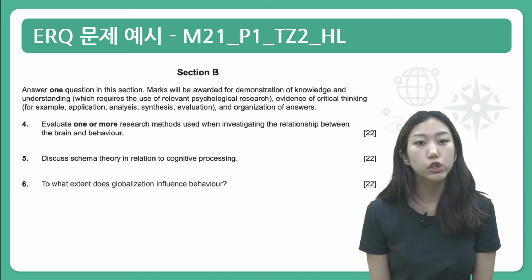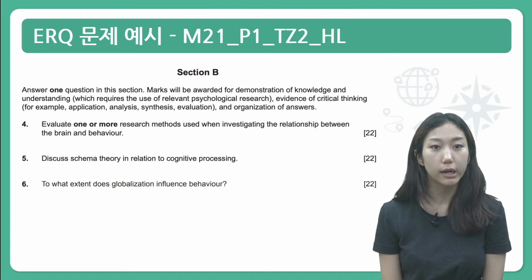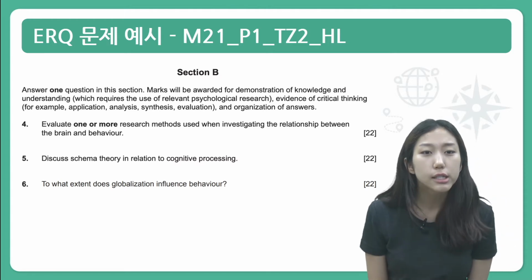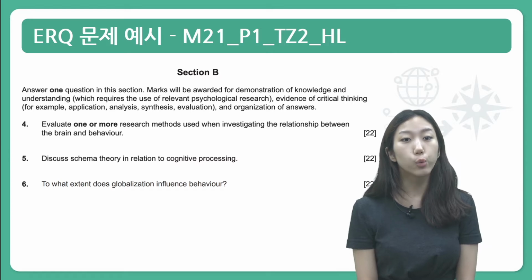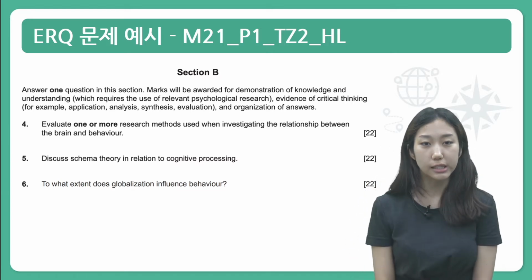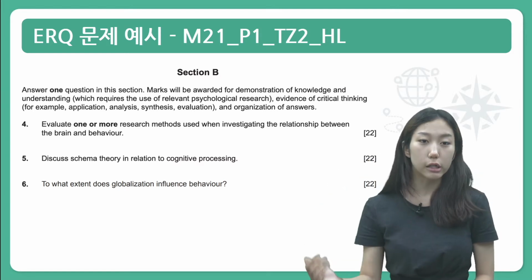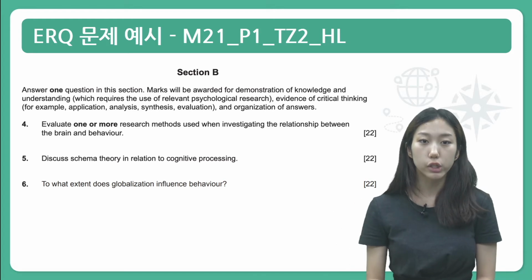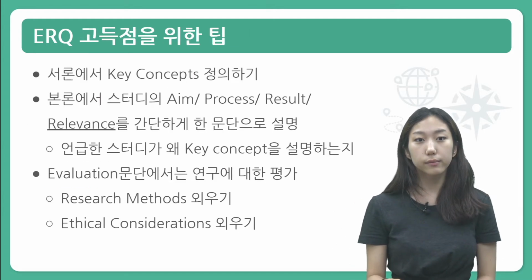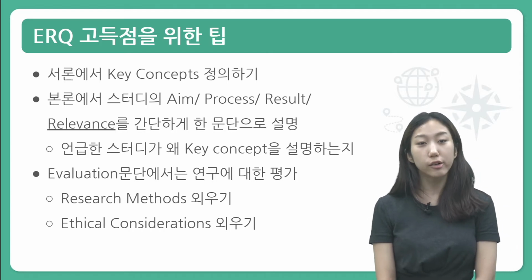Evaluate 1 or more research methods used when investigating the relationship between the brain and behavior. Discuss schema theory in relation to cognitive processing. And to what extent does globalization influence behavior? So again, each of the topics is different, and they are likely from different approaches. So what is required to answer these questions?